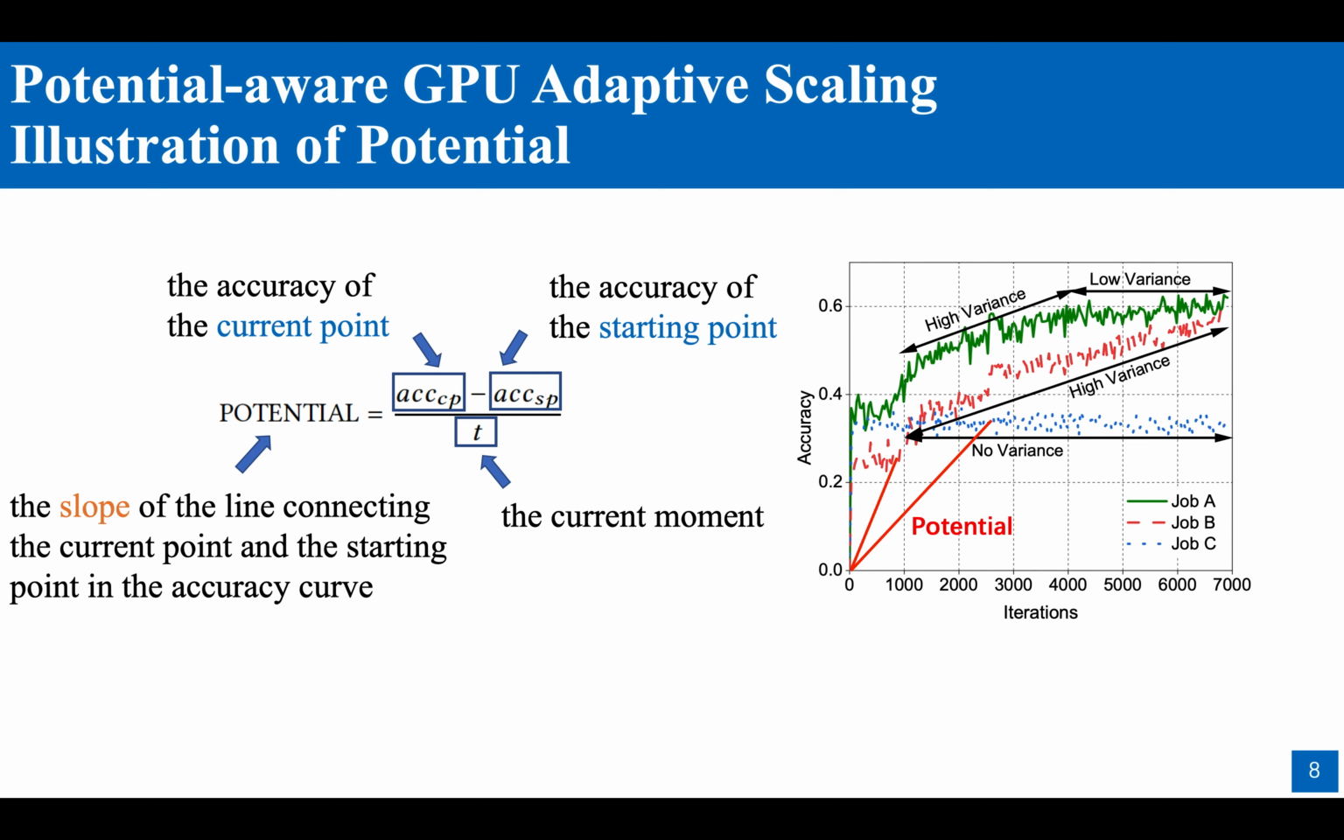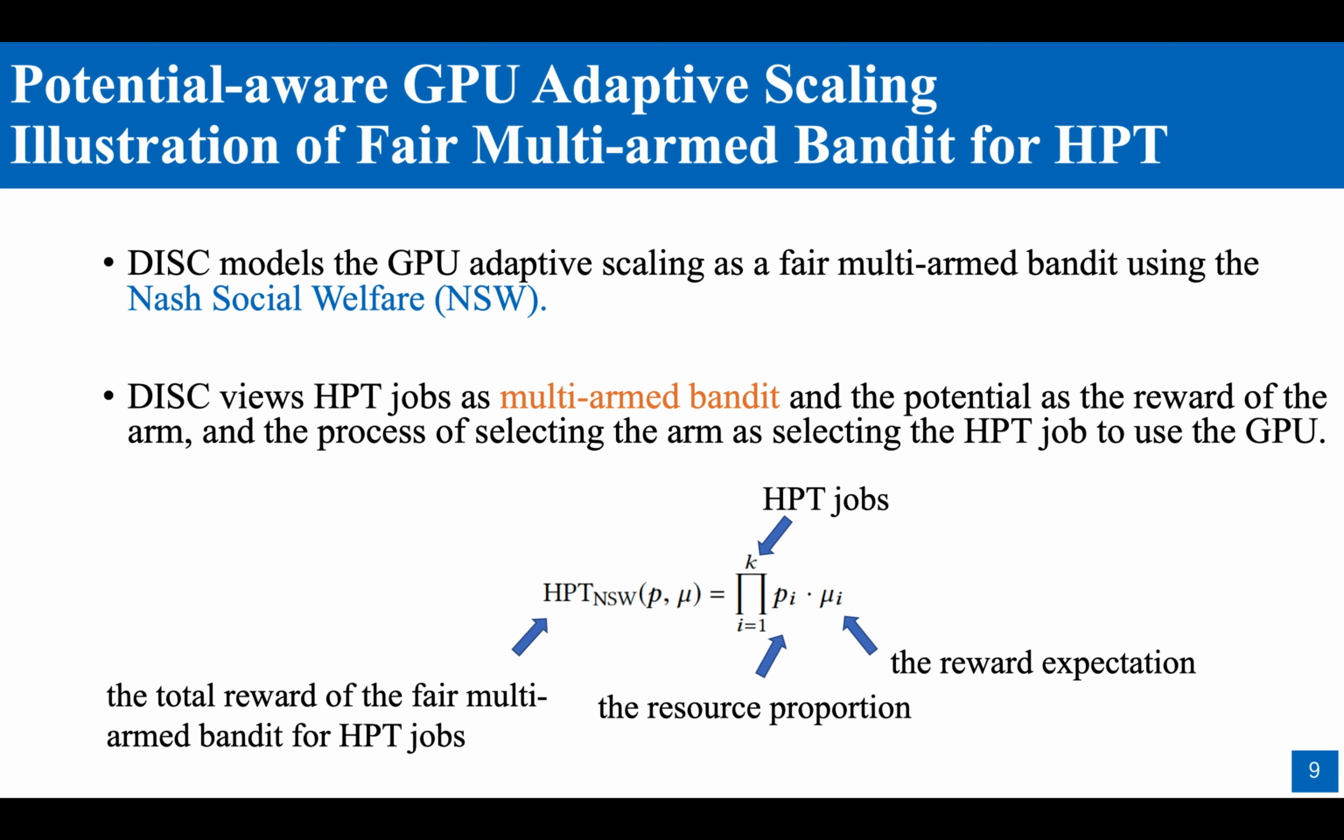The size of GPU time slice of an HPT job with low or no potential is reduced, and that with high potential is increased. Next, we illustrate the FAIR multi-armed bandit for HPT. DISC models the GPU adaptive scaling as a FAIR multi-armed bandit using the Nash social welfare. The Nash social welfare considers that the resource allocation to multiple social agents should aim at maximizing the weighted product of the reward of each agent.